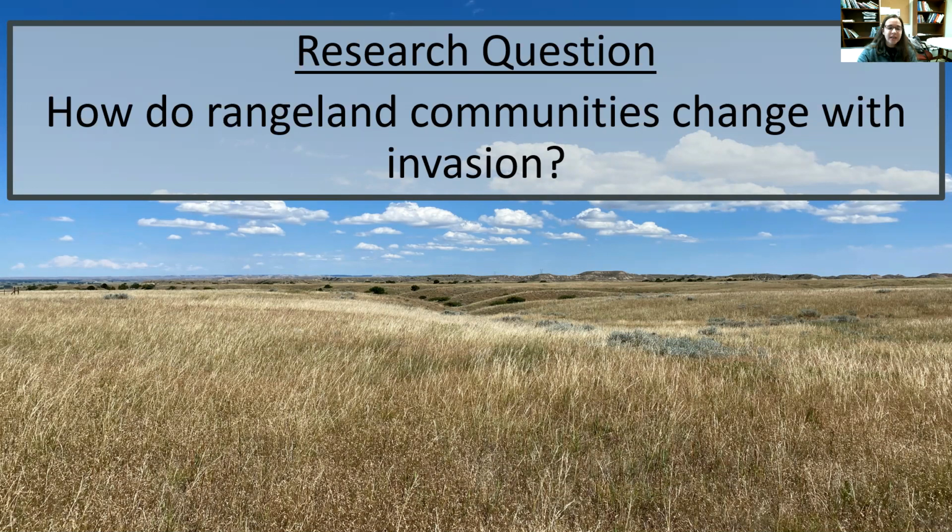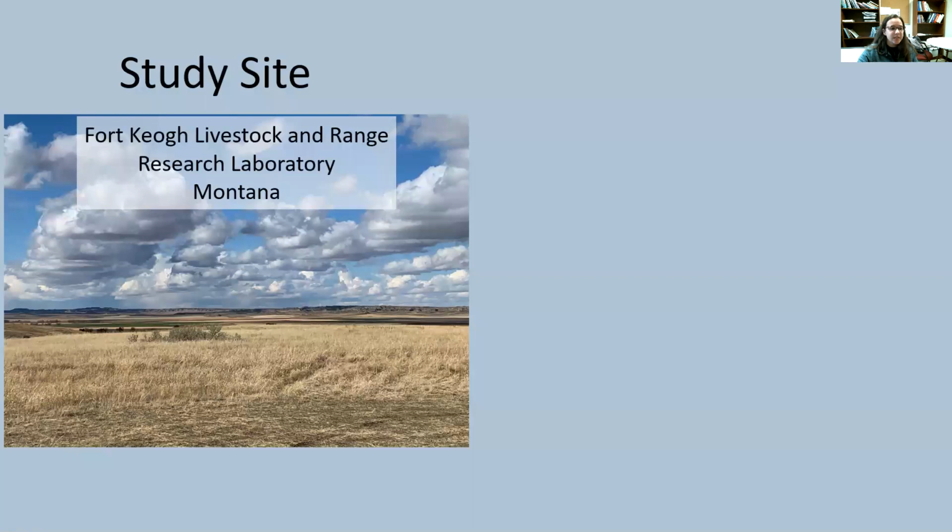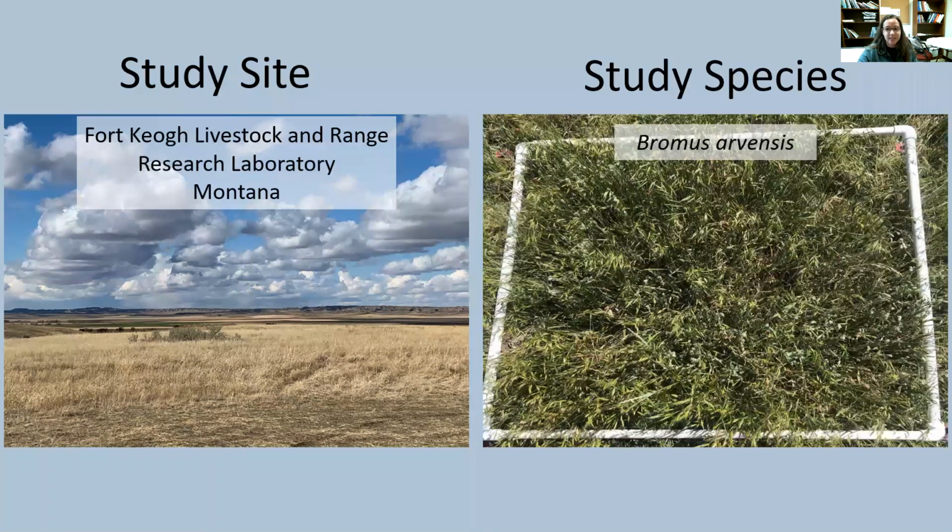We need to understand how invasive species impact many rangeland communities in order to continue using our rangelands for the long term. So in this talk, I'm specifically going to discuss one of my field research projects in the rangelands of Montana. There, I have an experimental project set up to understand how invasion by an understudied grass species called Bromus arvensis impacts our rangeland communities.